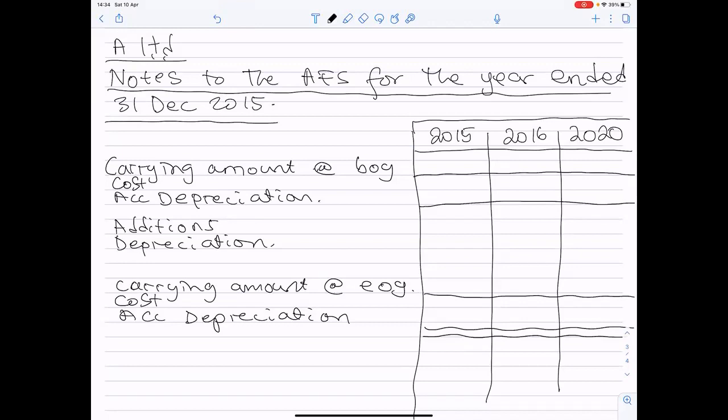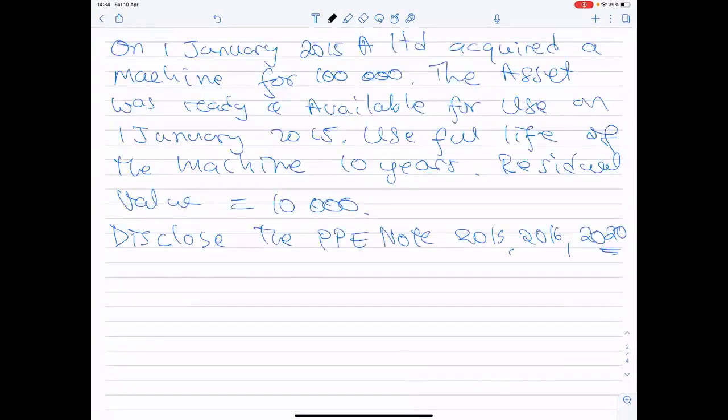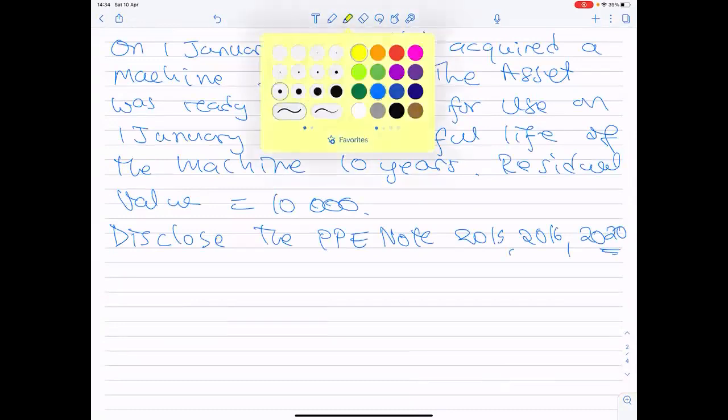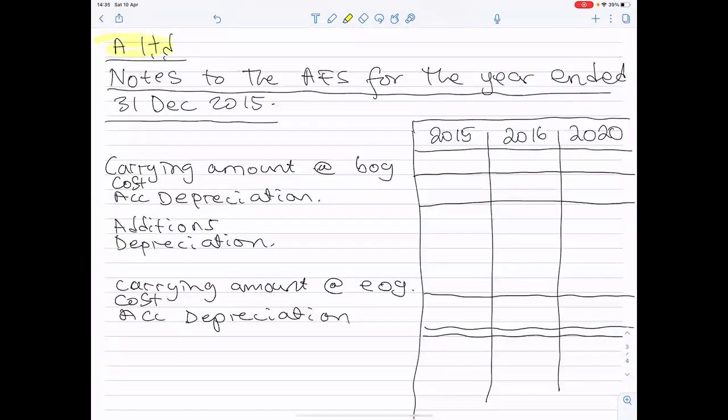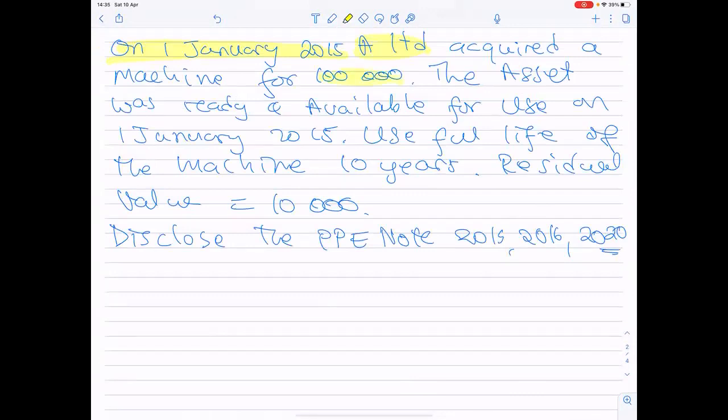All right. So, how are we going to disclose this information in our annual financial statements? So the first thing they said, on the 1st of January 2015, A Limited, we have disclosed that the name of the company is A Limited, right? They acquired a machine for 100,000. The machine was ready and available for use on the 1st of January, 2015. It's very much important information, okay? Useful life of the machine is 10 years.